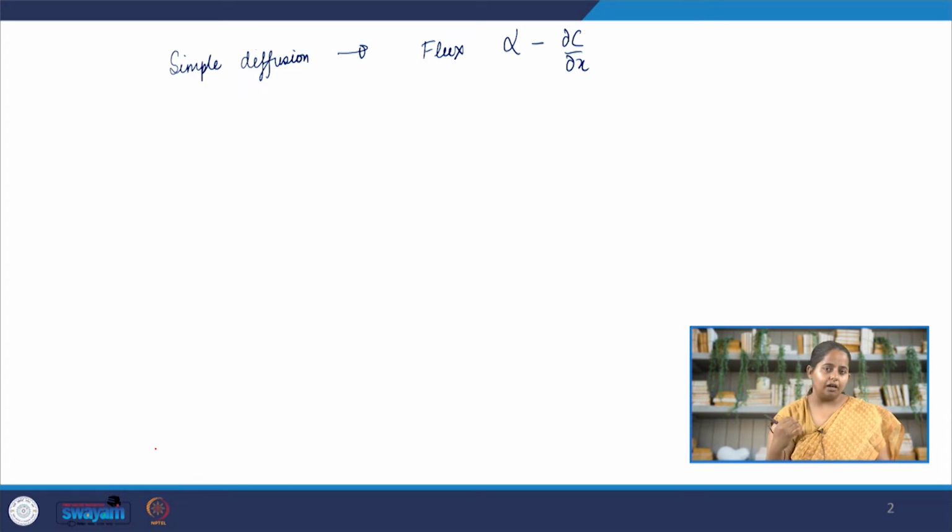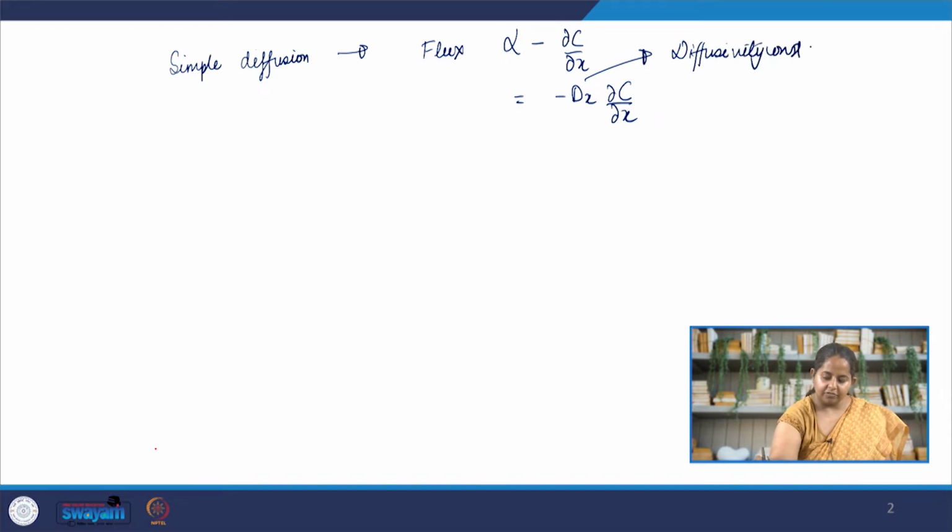Then we can add a proportionality constant, which is the diffusivity constant for the diffusion. Now this is the flux. Remember, the flux is the flow of your contaminant per unit area. So if you want to find out the net flow of contaminant with time, you have to multiply this with area. Remember that this law is applicable only in the case of steady state, when your concentration does not change over time.